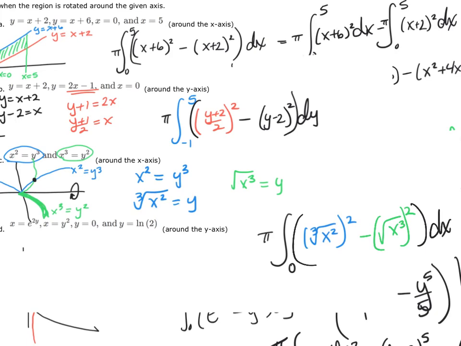So all I have to do now is set these two equal to figure out where they cross. So the cube root of x squared is equal to the square root of x cubed. And without doing any work, I can tell you the only time that happens is when we're working with the number 1. That's the only time that's going to happen. So my upper limit has to be 1.